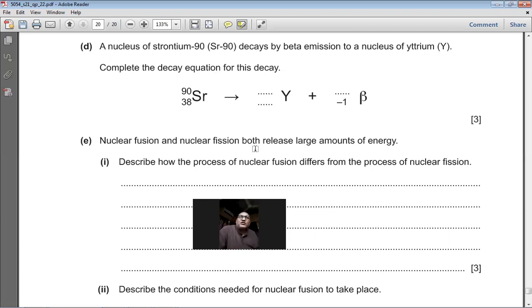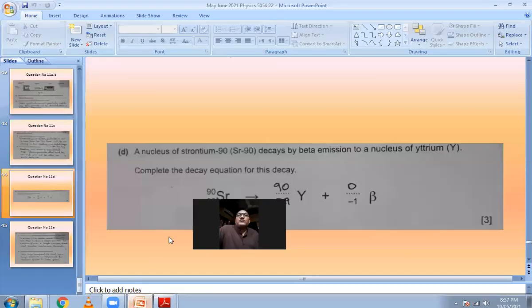But in nuclear fission, what happens? We take a larger nucleus, we bombard it with a neutron, and that larger nucleus breaks into 2 or more smaller nuclei. So in fusion, smaller nuclei fuse into each other and make a larger nucleus. In fission, the opposite thing happens. The larger nucleus is bombarded with neutrons and it breaks into smaller nuclei. So it's a 3 mark question. Let me show you my answers.